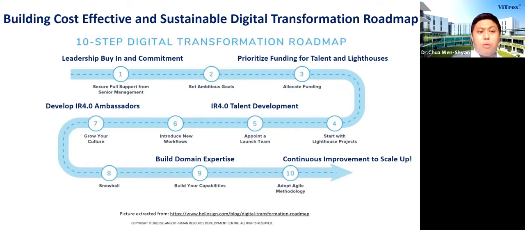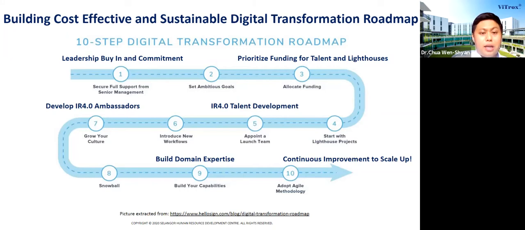You start off with leadership buy-in first. Why leadership buy-in? Because when you want to deploy a certain technology, you have to have leadership buy-in first. It cannot be from the bottom level that wants to try to do things, and then you have other ad hoc tasks to complete. Next is prioritizing areas of funding, prioritizing talents, and building your lighthouse projects. And one key concept here is building your ambassadors of the company. Once you have ambassadors in the company to talk about Industry 4.0 and digital transformation, it's a very seamless approach to build your domain expertise and scale up.